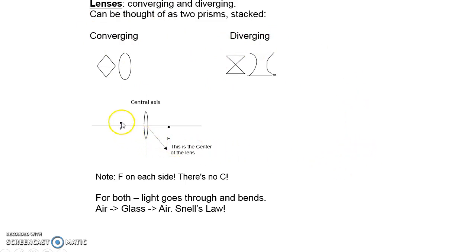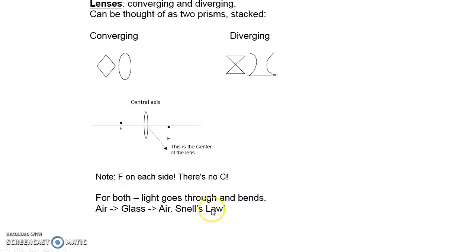When you do a ray diagram, which you guys have already checked out, this is the central axis right here going through the lens. This is what's called the principal axis. And then there are focal points on either side. There's no such thing as C because we're not talking about a sphere, we're just talking about focal points. And this thing right where the central axis and the principal axis meet, this is the very center of the lens. So again, note that there's an F on each side, there is no C.